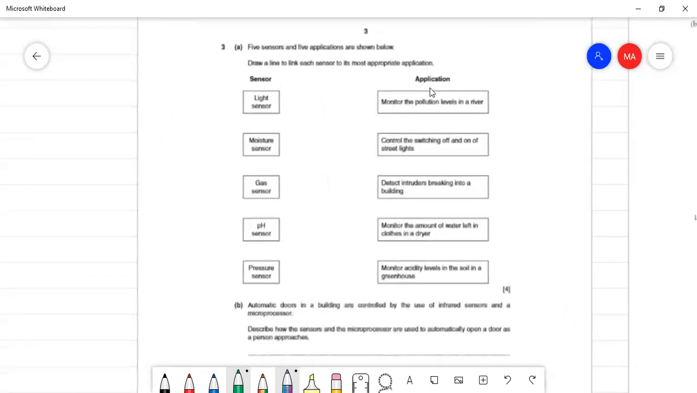Now this one is a question. Again, another question which is related to sensors and applications, and descriptions along with their applications. Okay, first one, light sensor, which is connected to which application?